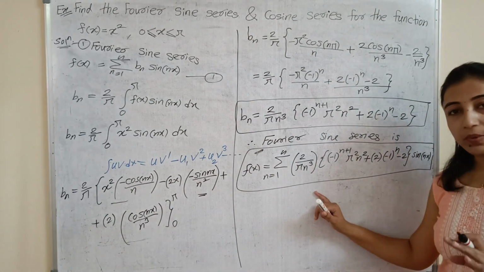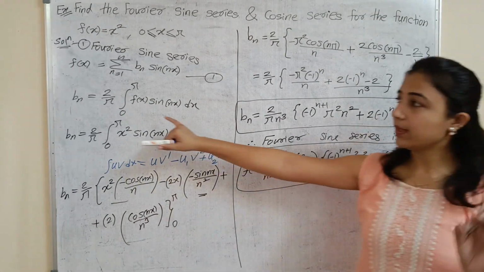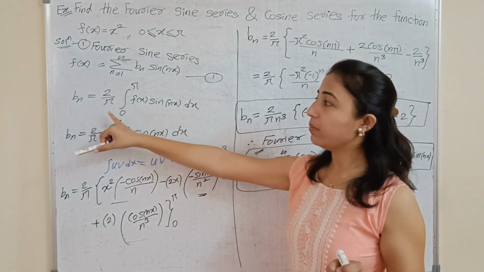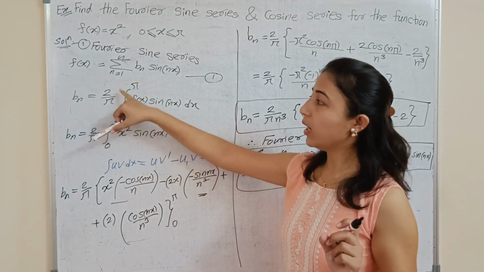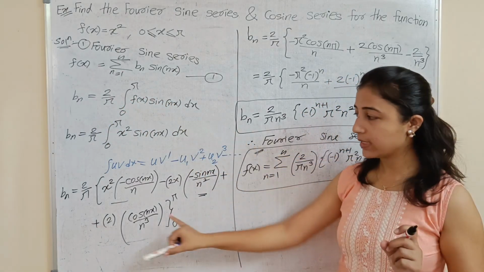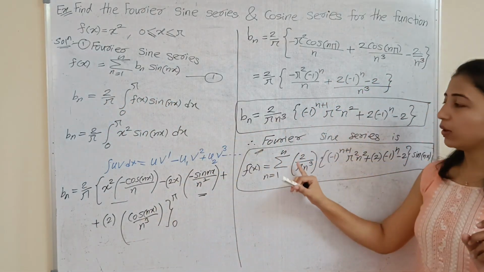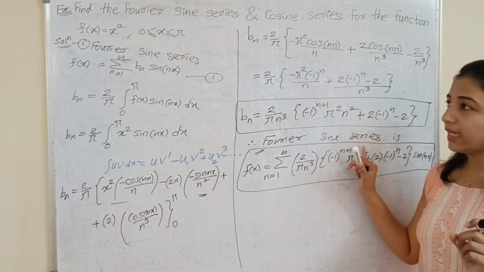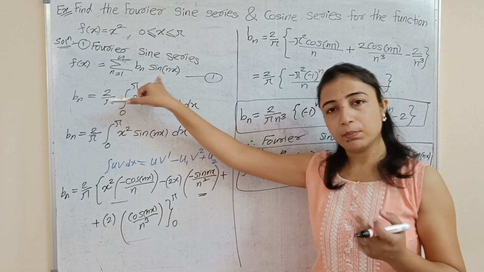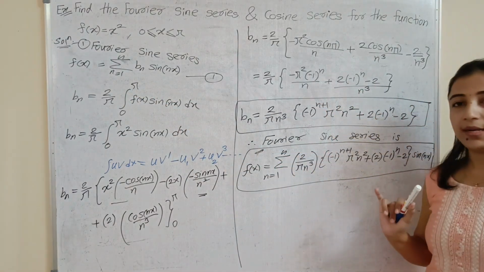So in this way you have to find the Fourier sine series, in which we only found bn. In the bn formula there is 1 upon pi, but because of the half range we have to take 2 upon pi integral 0 to pi f of x sin nx. And after getting bn we have to put this value in the Fourier sine series, because it will contain only the sine term, that means it contains only bn. So this is the final answer.